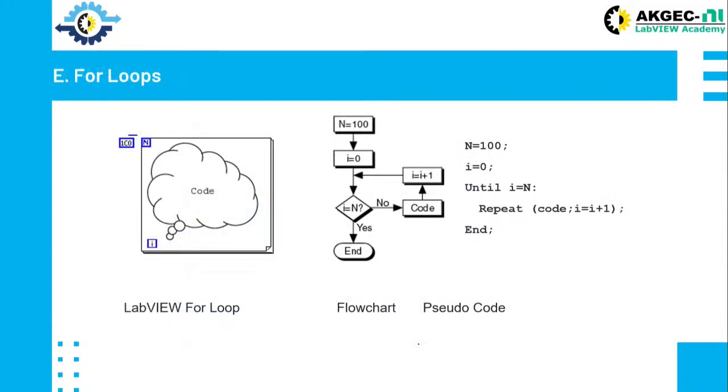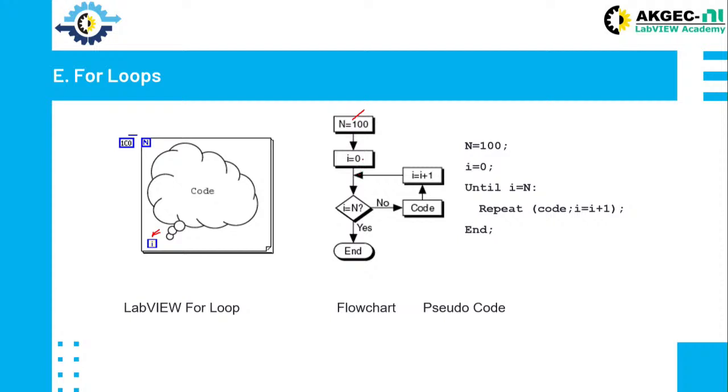The next structure is the for loop. In the for loop, we again have a loop iteration terminal i, and we have n, that is the number of iterations, or the number of times this for loop will be executed. We know the number of iterations. So if n is fixed at 100, then i will start with 0.